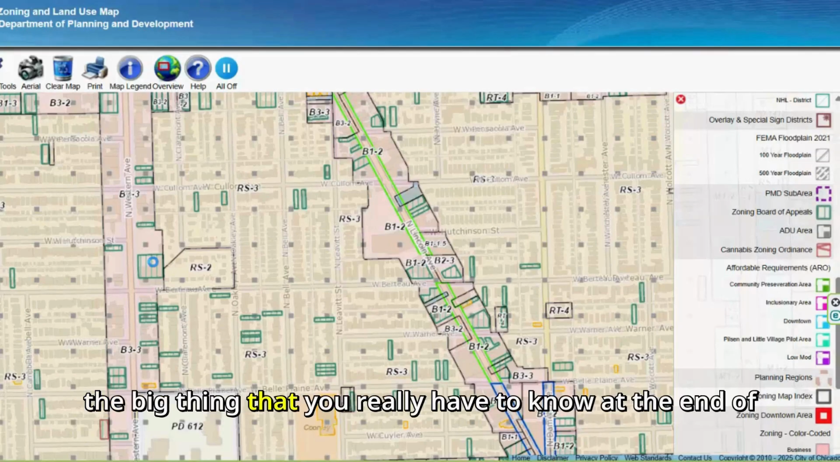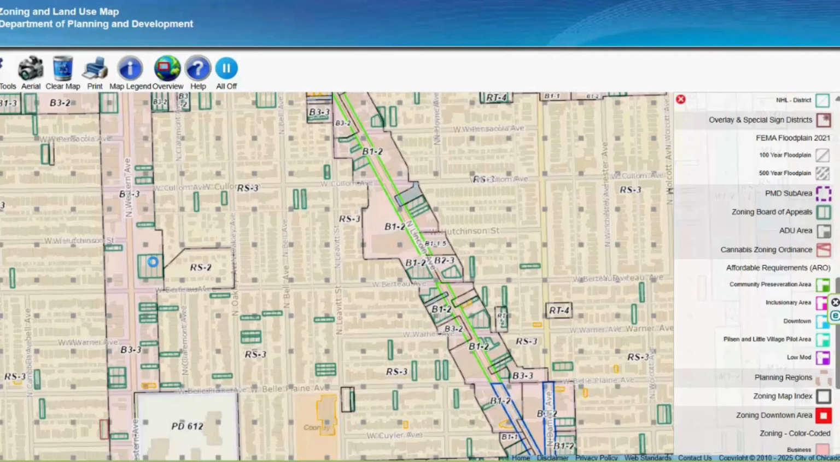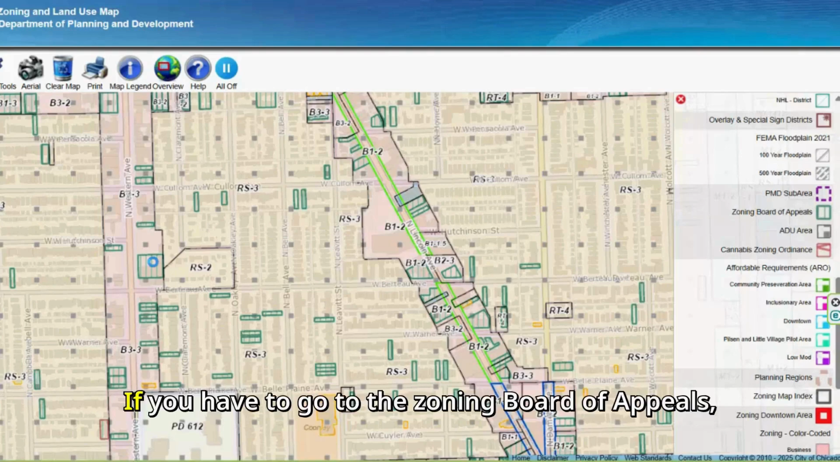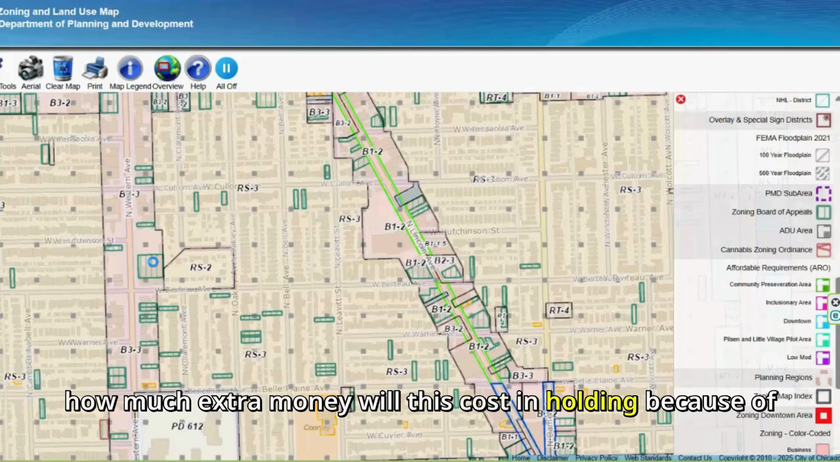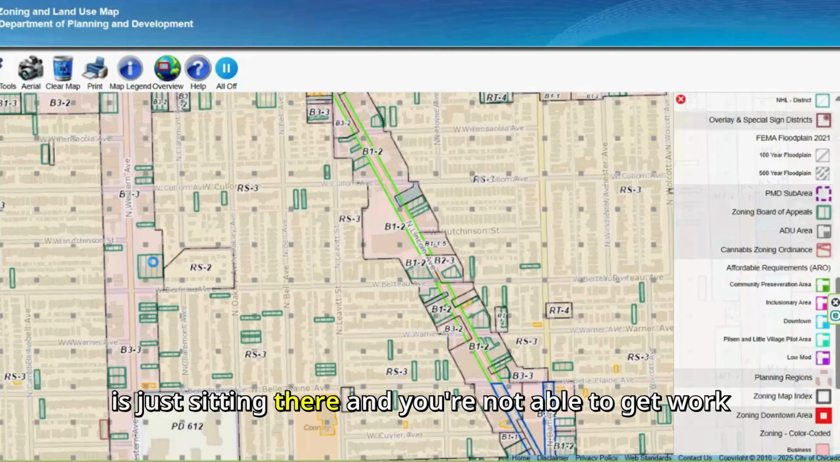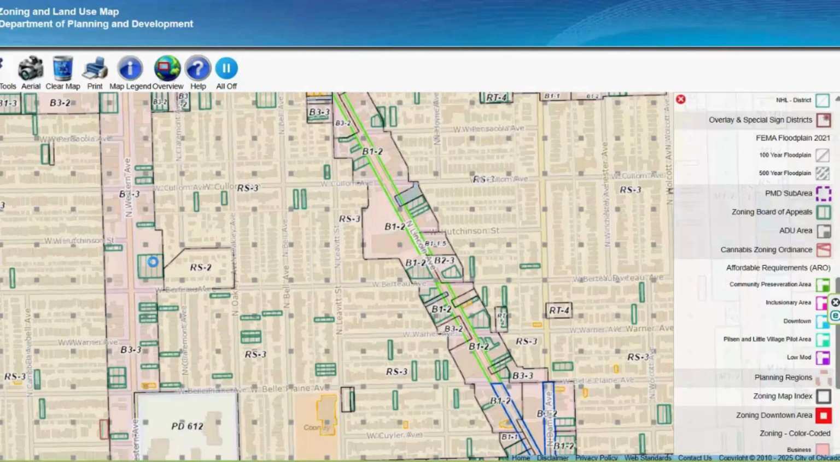Also, the big thing you really have to know at the end of the day is how long this will take. If you have to go to the Zoning Board of Appeals, how many extra months will this add? Especially if you're doing financing for a project, how much extra money will this cost in holding, because your property is just sitting there and you're not able to get work done on it? So it's important to know what that looks like if you're working on a project.